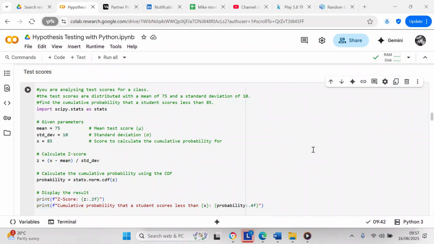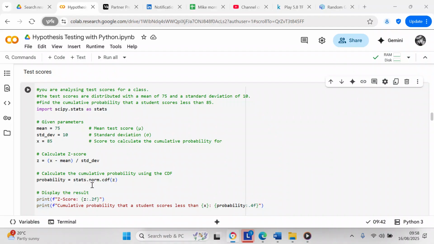The first question we have is: you're analyzing test scores for a class. The test scores are distributed with a mean of 75 and a standard deviation of 10. Find the cumulative probability that a student will score less than 85. So your mean is 75, the standard deviation is 10, and X is 85. We calculate our z-score, which is X minus mean divided by standard deviation. So it's 10 divided by 10, which is 1.